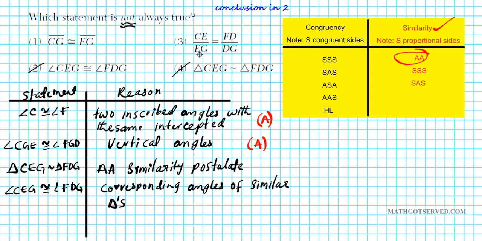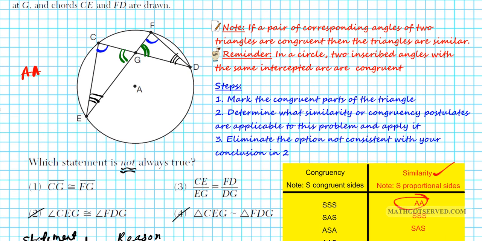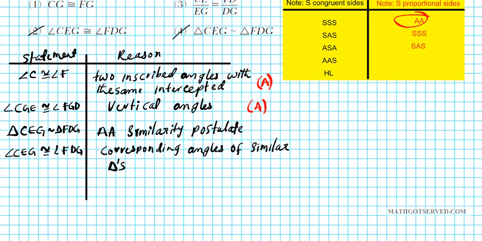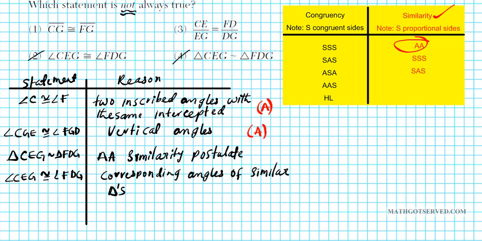Now, let's look at option 3. It says CE over EG. CE over EG is equal to FD over DG. That's a ratio of corresponding sides. What do we know about ratio of corresponding sides of similar triangles? Ratio of corresponding sides of similar triangles are equal. Okay, so that's the whole idea of similarity. So we also know for a certainty that CE over EG is equal to FD over DG.